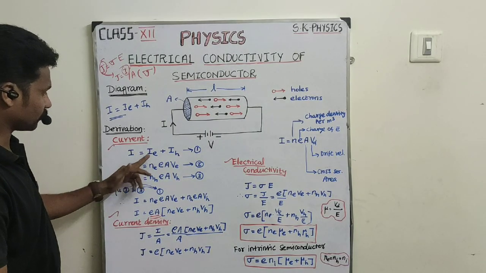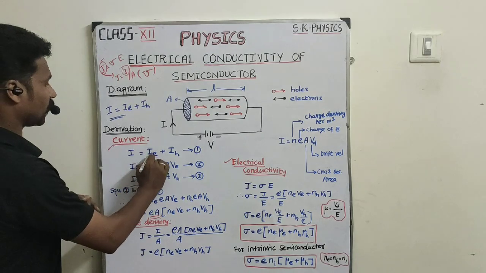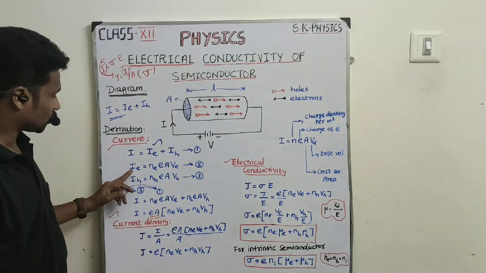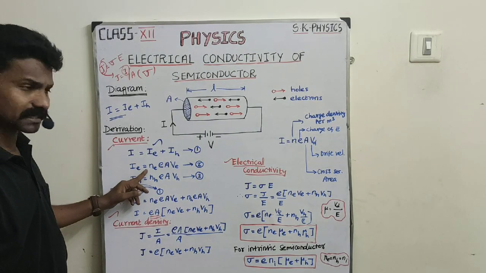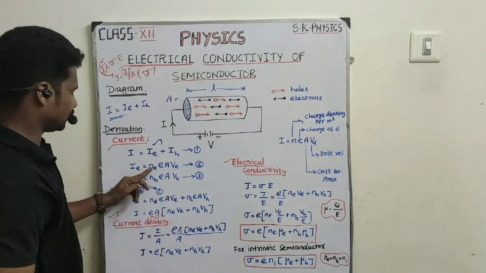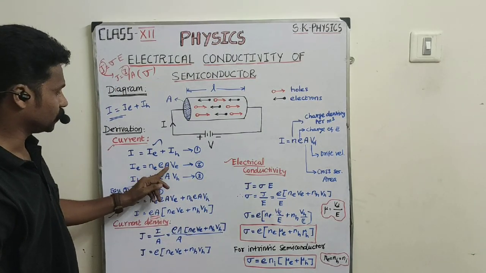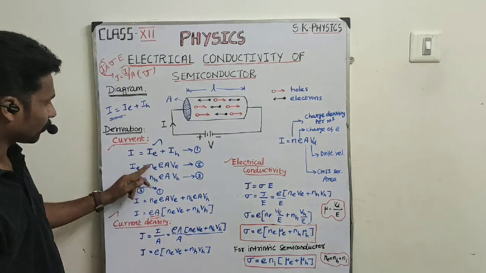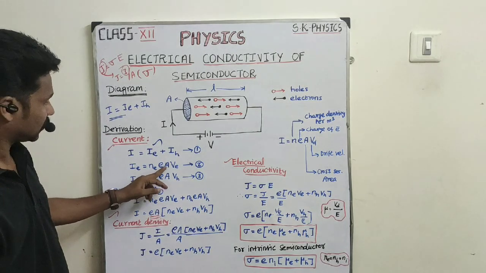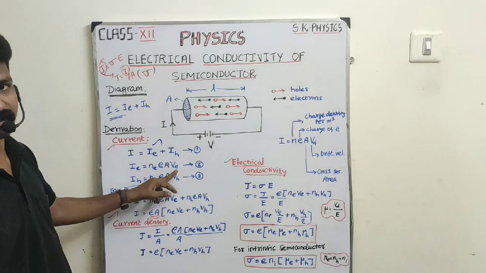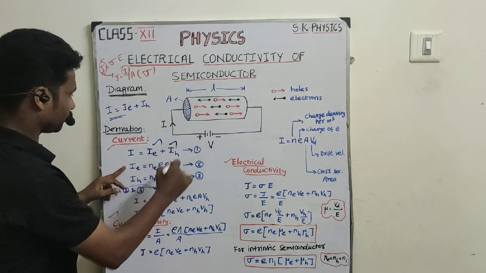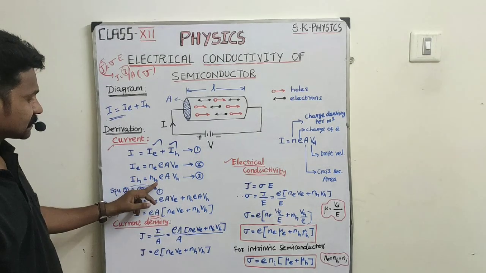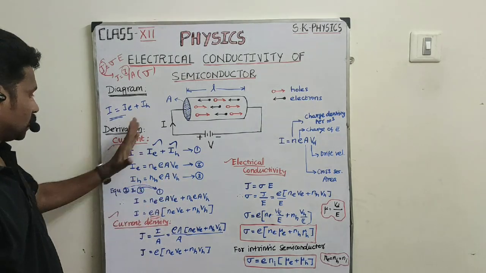So first, I is equal to I_e plus I_h. First we find I_e, the current due to electrons. The electron current is given by the same model: I_e is equal to n_e e A v_e. Here n_e is the electron density per meter cube, then the charge of the electron, as usual the cross-sectional area, and the drift velocity of the electron. The next one is I_h, the hole current: I_h is equal to n_h e A v_h, with the usual meaning.